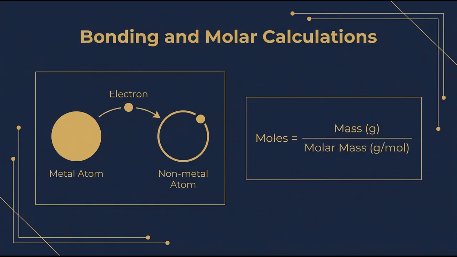Ionic bonding typically forms when a metal atom transfers electrons to a nonmetal atom. The metals lose electrons to become cations, and the nonmetals gain them to become anions. These are held together by electrostatic attraction.